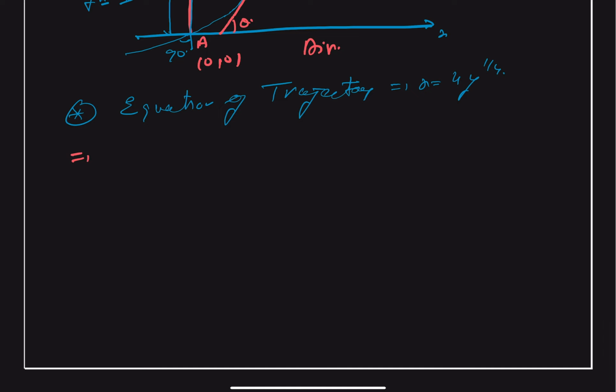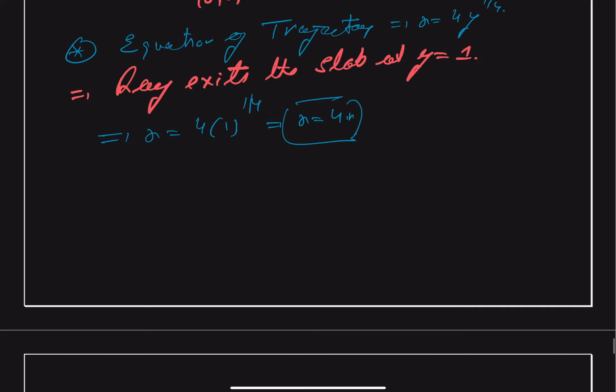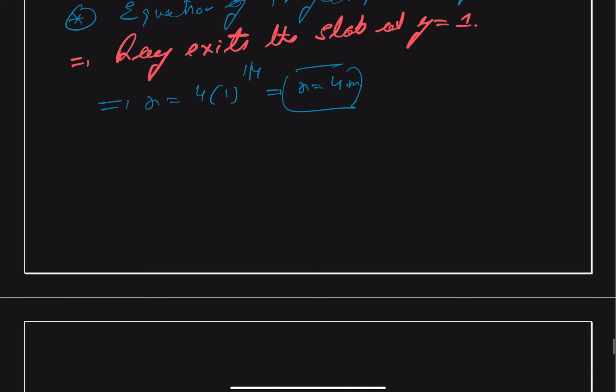So we can say that the ray exits the slab at y equal to 1. So from here we can find the coordinate of x. Therefore x will be equal to 4 times 1 raised to the power 1 by 4. This gives that x is equal to 4 meter. So point C is going to have a coordinate of 4 comma 1.